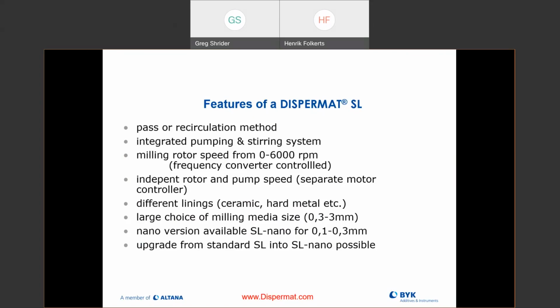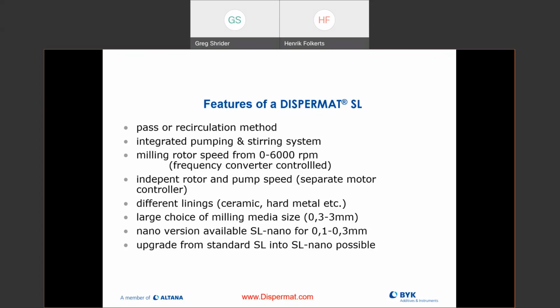The pumping and stirring system is all integrated. I can go up to 6,000 RPM with my rotor speed. But again, most importantly, it's about actually my tip speed or the peripheral speed of my rotor. There are, again, different materials available for my milling chamber as well as my milling rotor. Here, it's very critical, again, if I'm doing white materials, use zirconium, ceramic parts. Don't use stainless steel. I know they're a lot cheaper, but it's an absolute must-have for white products, or you're going to turn your product gray.